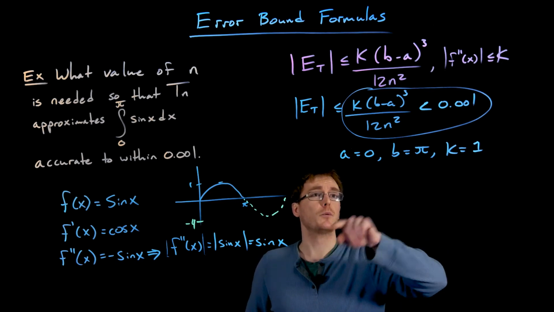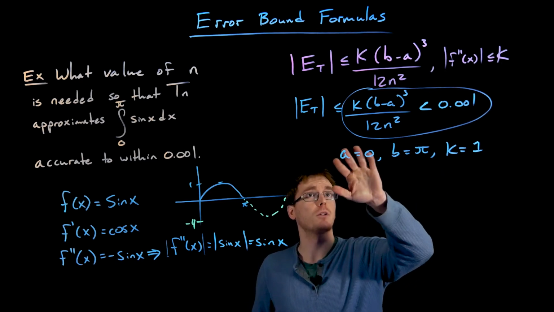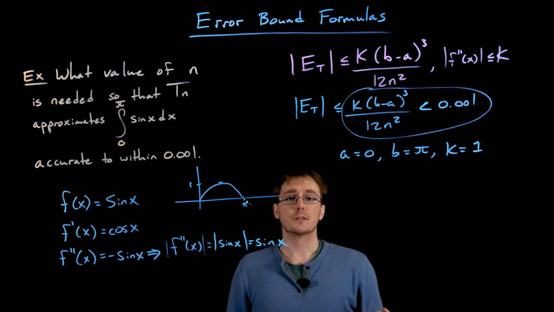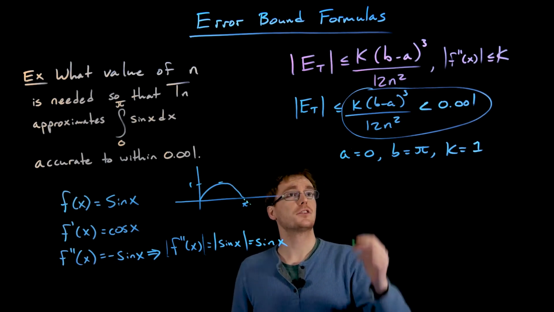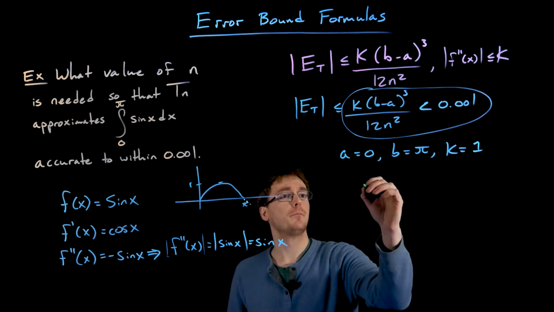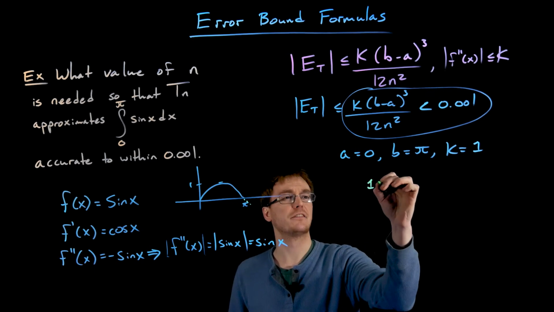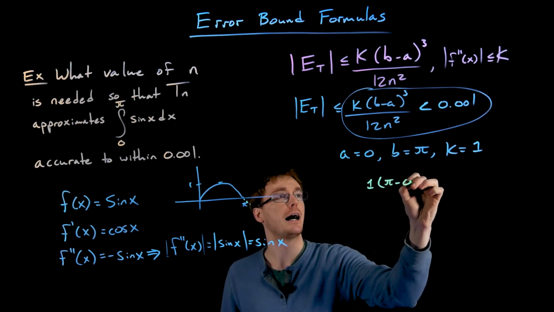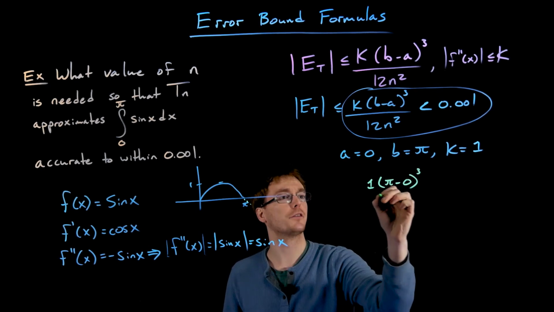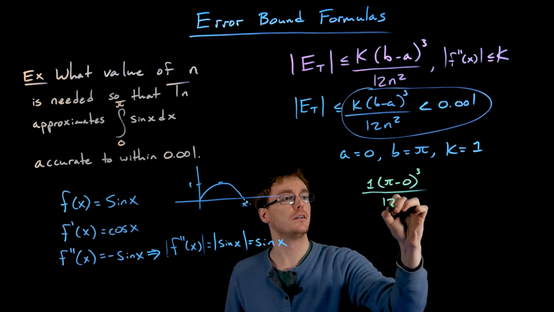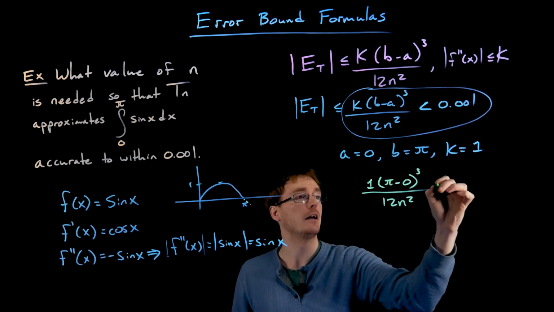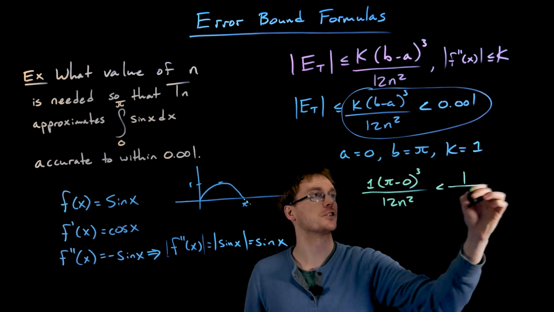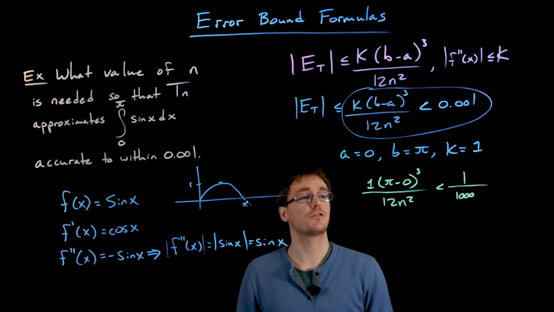All right, but for our example, we now have a, b, and k, so we can plug all that into our inequality and now solve for n. All right, so let's plug everything in and see what we end up with. So we know our k value is 1. I'll write that down even though you don't need to write a factor of 1. b minus a is going to look like pi minus 0, that's raised to the power of 3, and then divided by 12n squared. And we want that to be less than 1/1000th. And I'm going to go ahead and just express this in its fraction form.